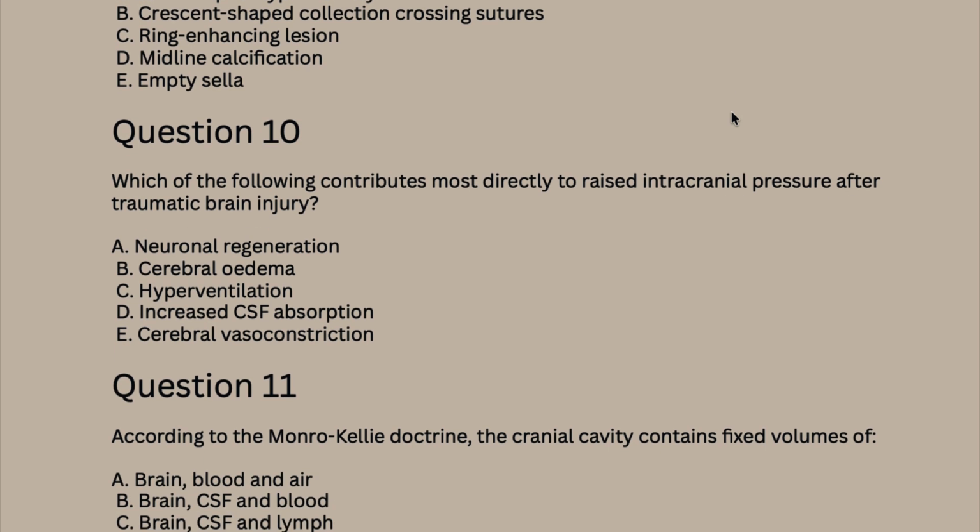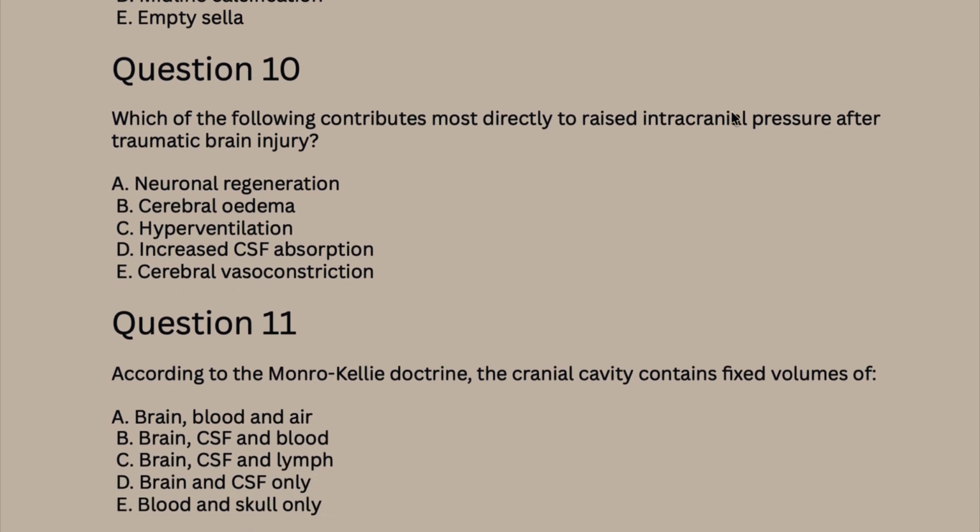Now let's look at question 11. So for question 11, according to the Monro-Kellie Doctrine, the skull contains fixed volumes of, and the answer will be brain, blood, and CSF. And that's the correct answer, because if one increases, another must decrease, otherwise ICP rises. And this principle explains almost everything in neurotrauma.